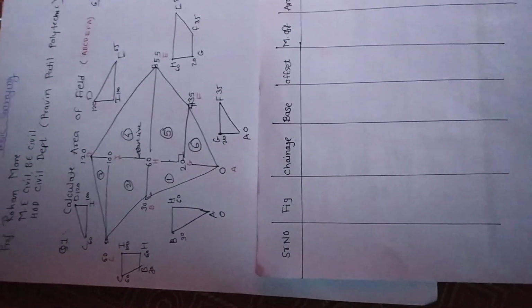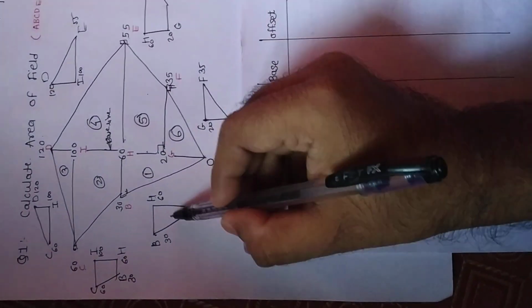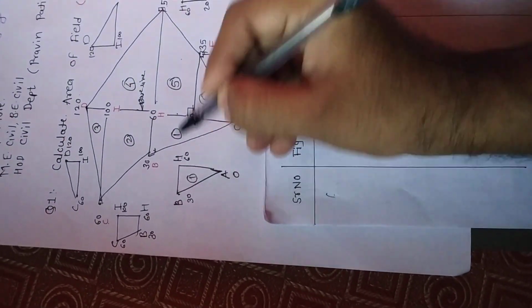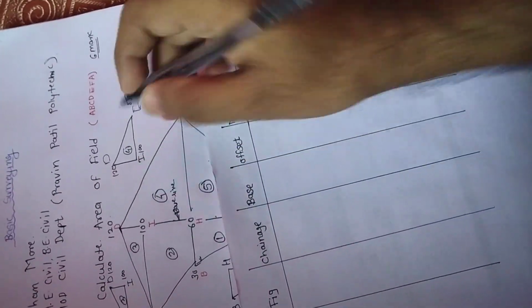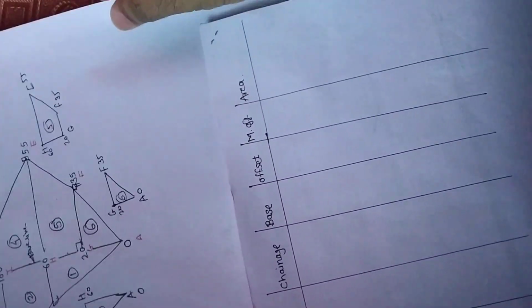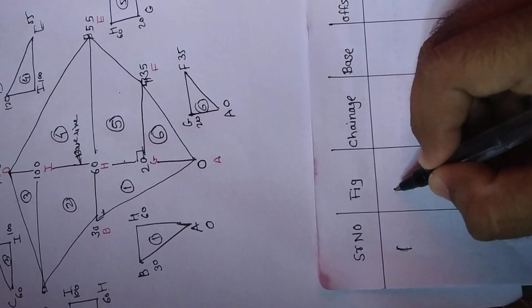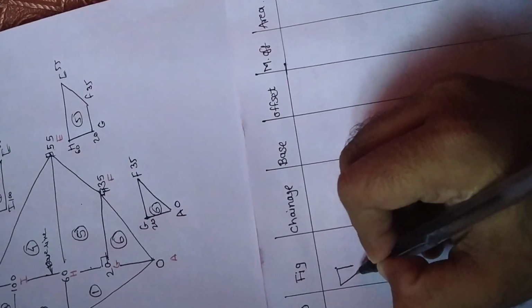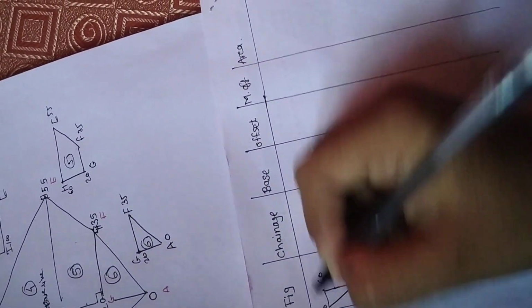The next step, we have to prepare a table for solving this problem. As you see, first serial number 1, here is the figure number 1. I am giving a name to figure number 1, then 2, 3, 4, 5 and 6. Now in serial number 1, figure number 1, I am drawing a figure here with 0, 60 and 30.